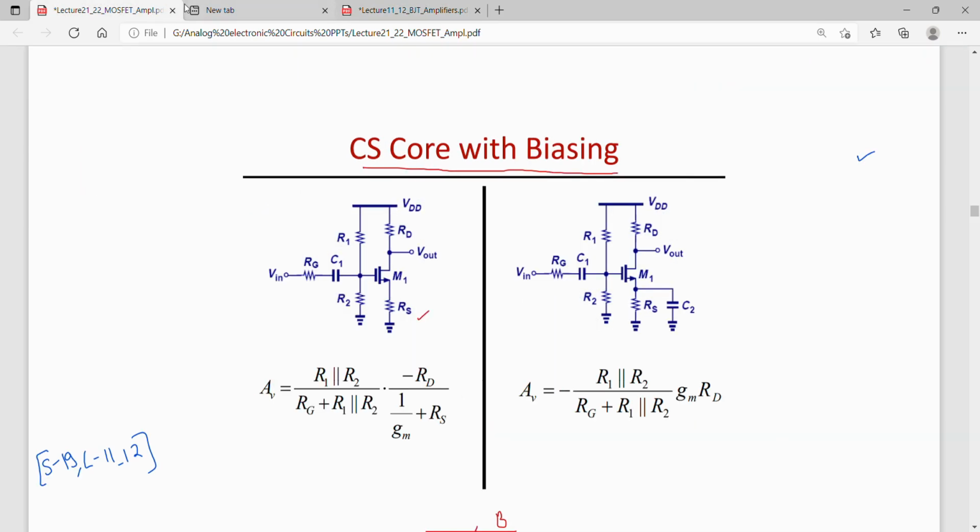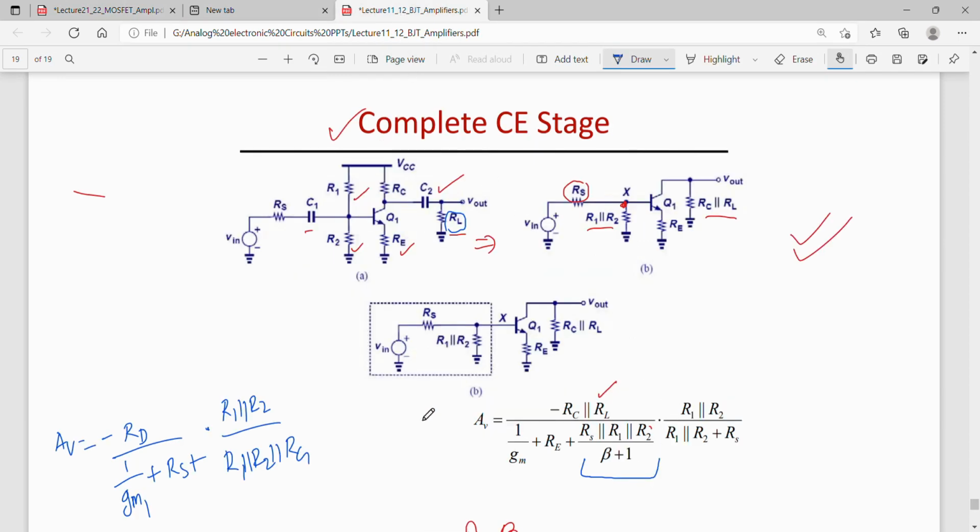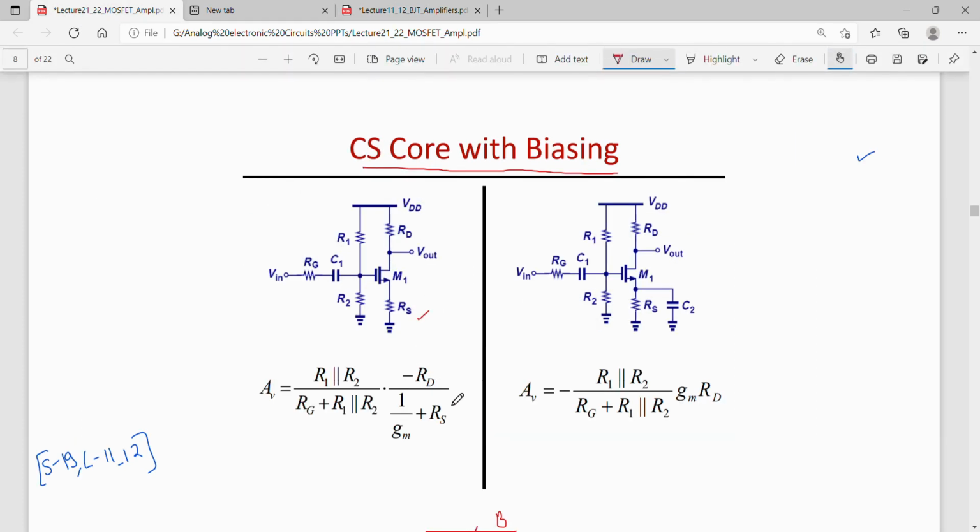Right? So this equation and this equation, both are the same, this one and this one. So the gain of this circuit can be written if I know how to calculate the gain of a common emitter amplifier using BJT. So looking at the same gain, I can write the gain of this circuit. Okay.